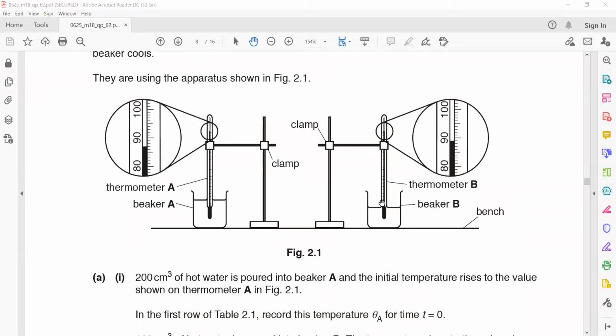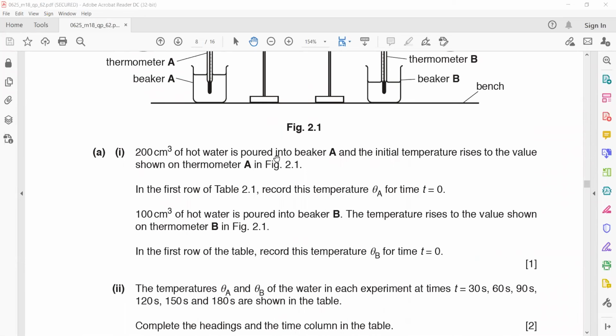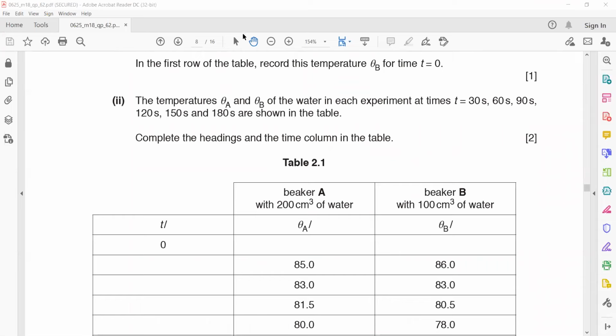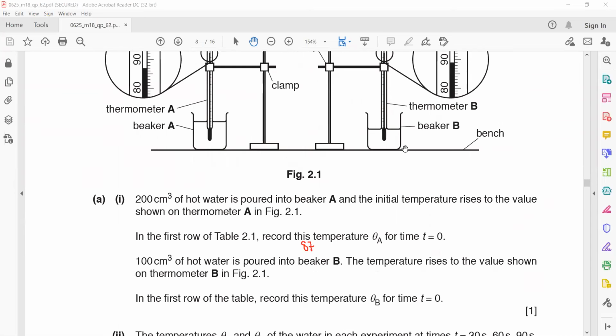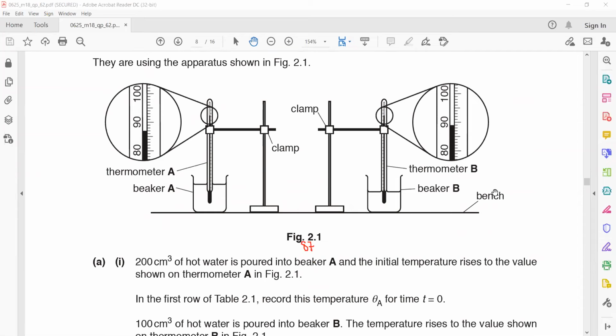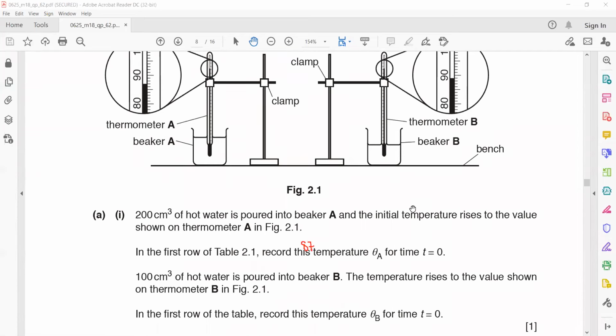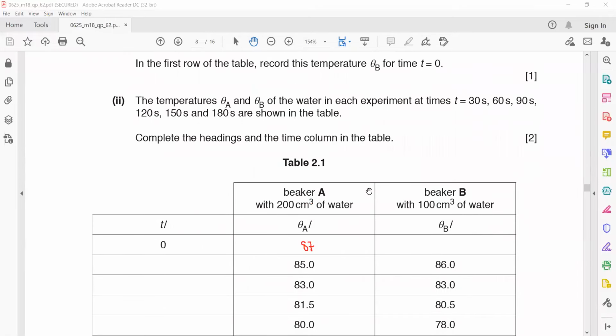87. So 87, and that you have to record in the table. So that is equal to 87. Then what about the initial temperature in beaker B? The temperature of the water in beaker B? 89. So that's 89.